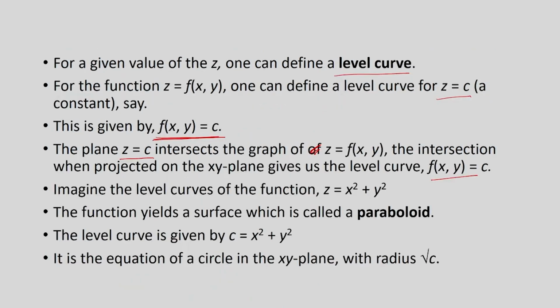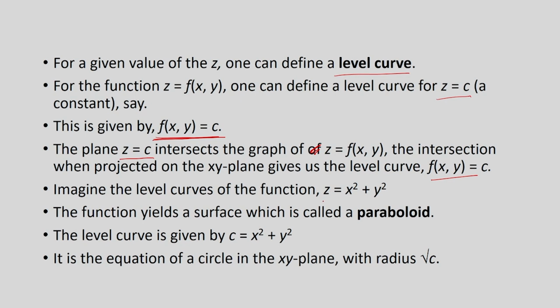Okay. So, that is what I have written. The plane z is equal to c intersects the graph of z is equal to f of xy. The intersection when projected on the xy plane gives us the level curve whose equation is given by f of xy is equal to c.